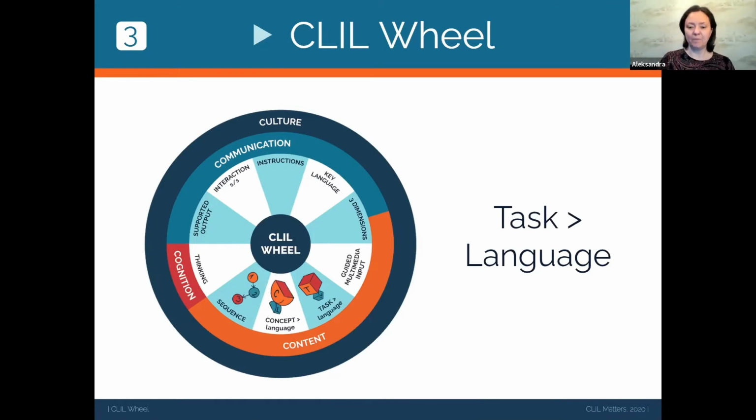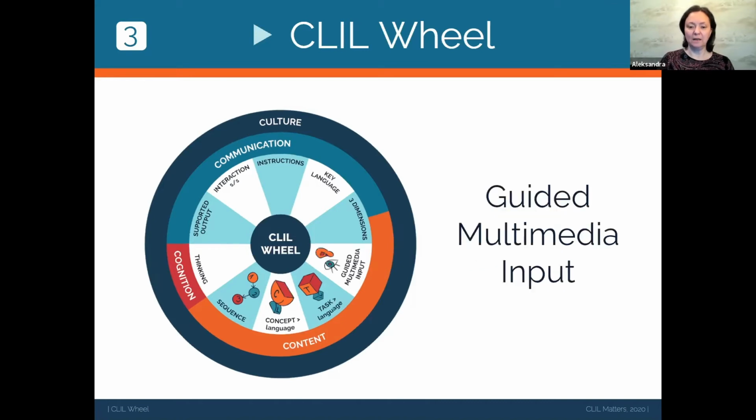The next element shouldn't be a surprise, really. Multimedia input, videos, pictures, graphic representation of concepts. We need different channels to get to the student's mind. But this input should be guided.